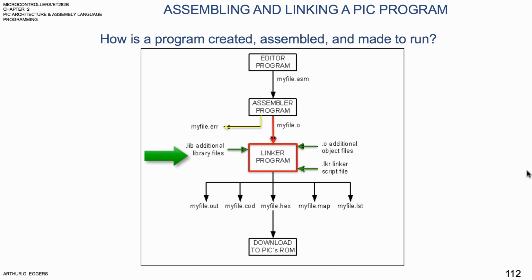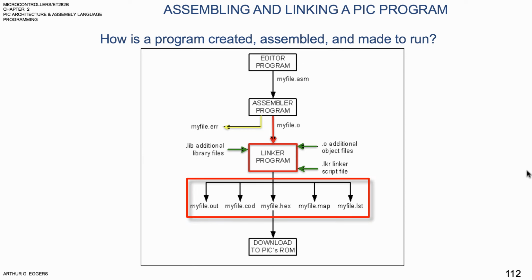Assemblers require a third step called linking. And you can see the linker there, the linker program. The link program takes one or more object files and produces a hex file, a list file, a map file, an intermediate object file, and a debug file.